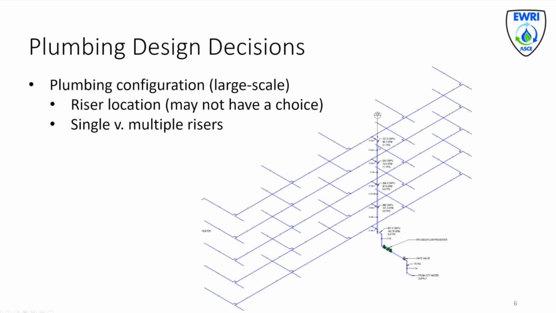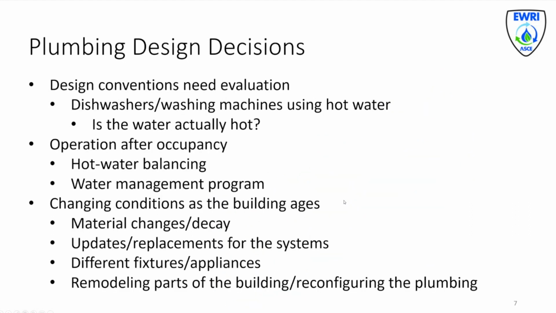The riser being in the center here, or moving it down along the side, or maybe supplying multiple risers up to each of the columns of the apartments. And then there are some things that are more on the practical side, like design conventions. We pointed out dishwashers and washing machines use hot water in the United States, but is it actually hot when it gets there, or is it just cold hot water that's sat there and chilled back down to room temperature?